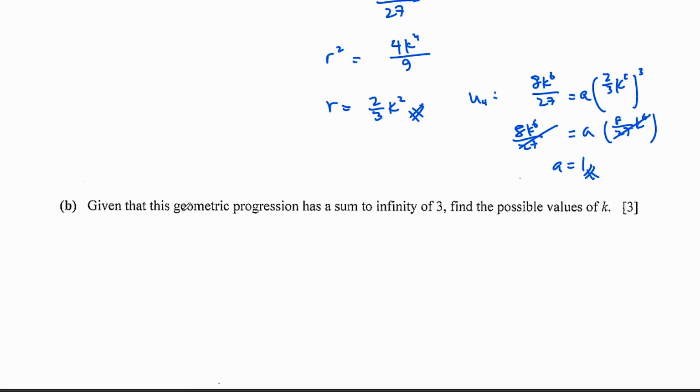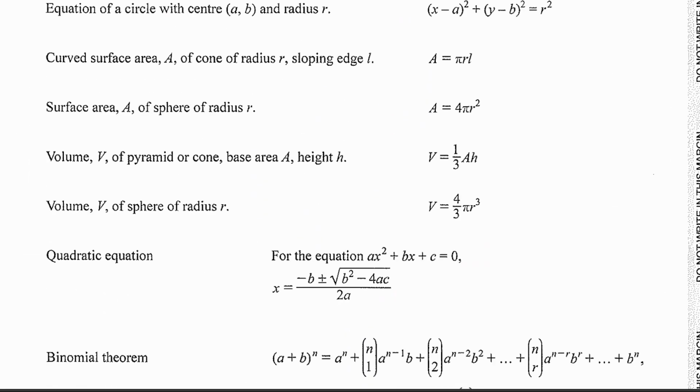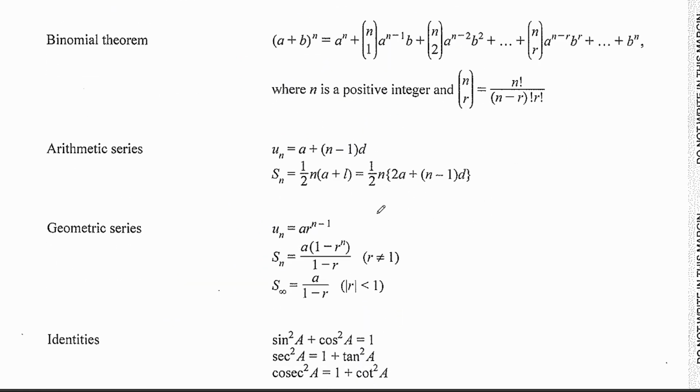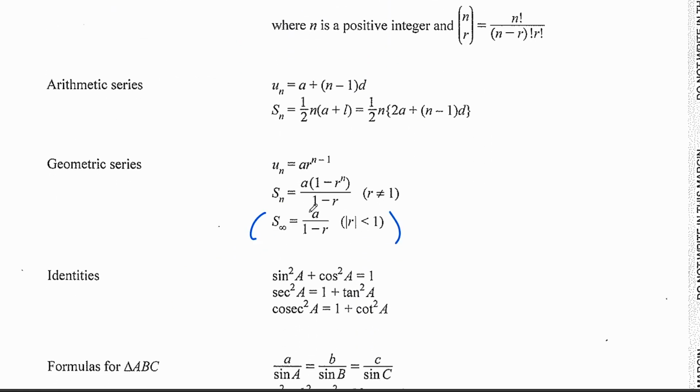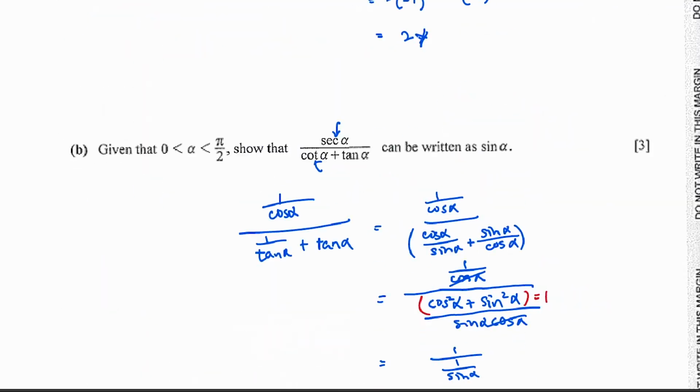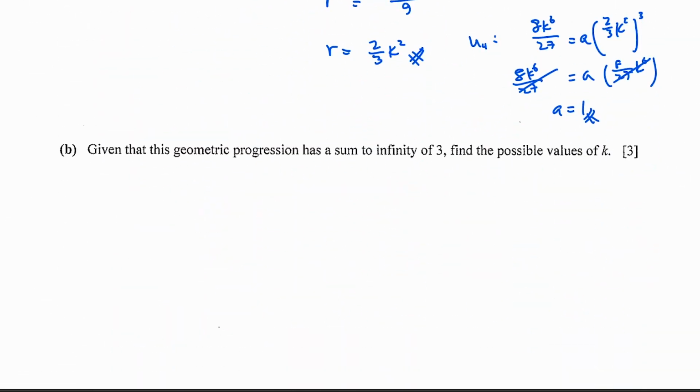Okay, given that this geometric progression has a sum to infinity of 3, find the possible values of k. So the sum to infinity, if you forget the formula, like I have, the formula is on the first page. This one. Sum to infinity is a over 1 minus r. Right, so as the sum to infinity is 3, which is also a over 1 minus r. And we must remember the condition that the modulus of r is less than 1.